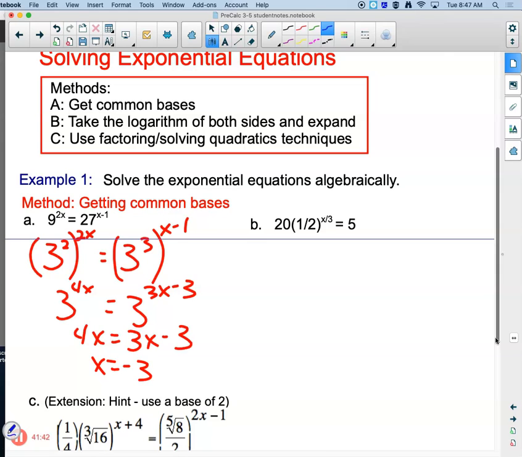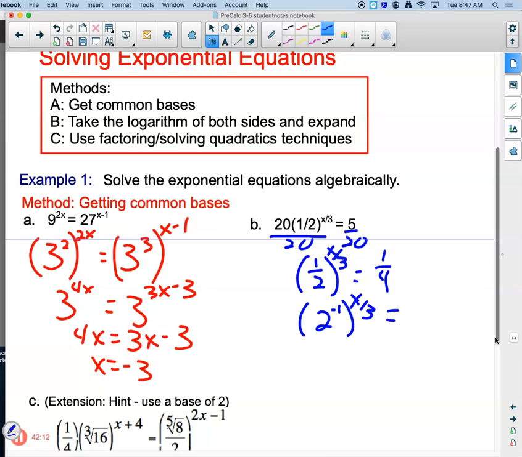Now I get to b, and I think about what I did in a, and I realize, well, I don't want that 20 there. That's messing up the works. I better divide both sides by 20 first. So this will say 1/2 to the x over 3 equals 1/4. Oh, wait a second. 1/2 and 1/4, those are both bases of 2. This is 2 to the negative 1. And this is 2 to the negative 2.